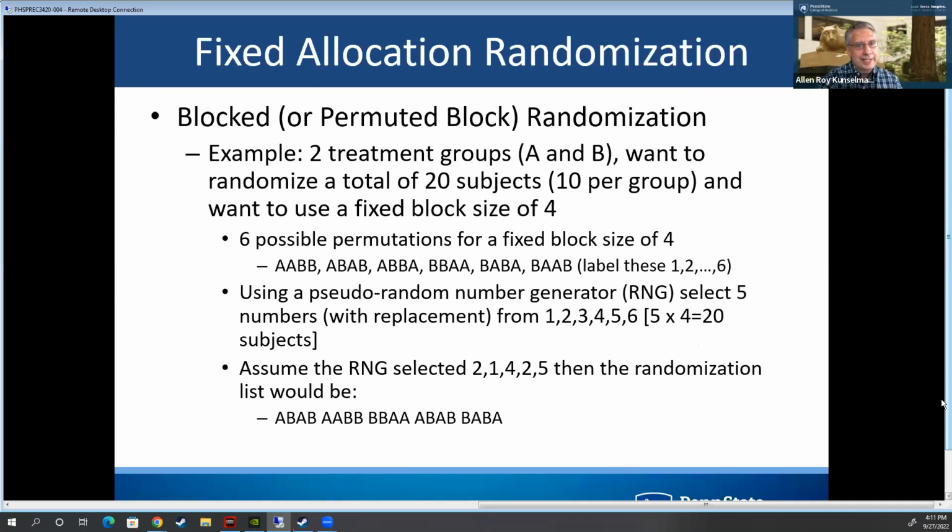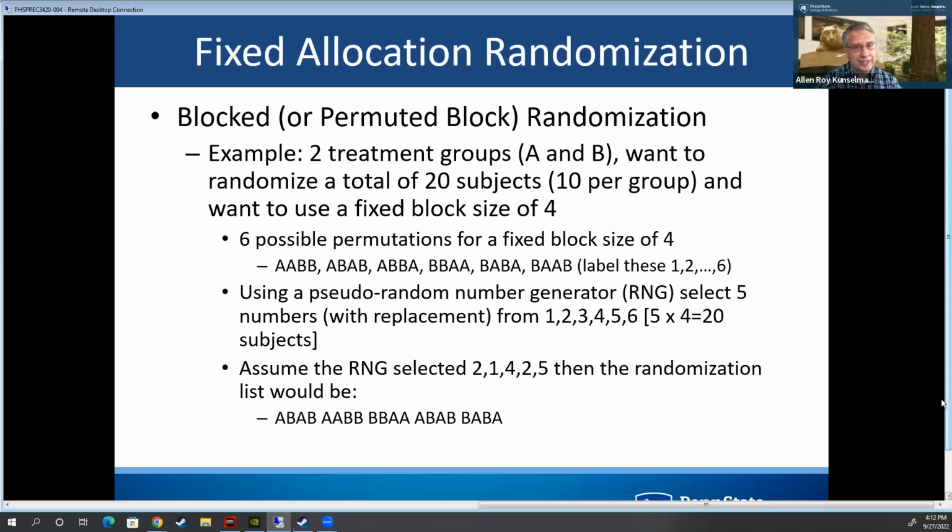So let's look at an example of block randomization. Again, let's assume we have 2 treatment groups, A and B, and we want to randomize a total of 20 subjects, 10 to treatment A and 10 to treatment B. We want to use a fixed block size of 4. When we think about this block size of 4, how many possible permutations can you get with a block size of 4 in 2 treatments?